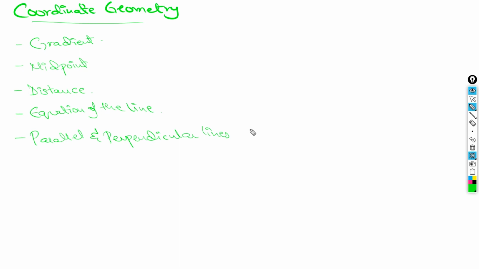You might be tested on this in a lot of past papers. I've seen questions, and parallel and perpendicular usually comes as 4 marks. There might be equation of the line questions as well, midpoint, all of that. But coordinate geometry overall will be 4 marks in total.